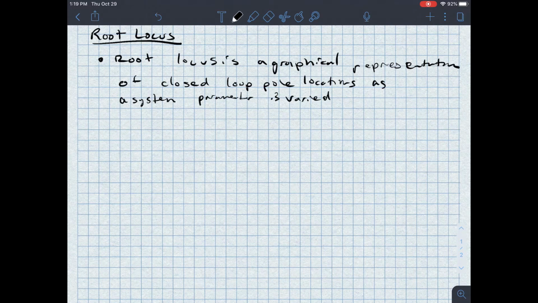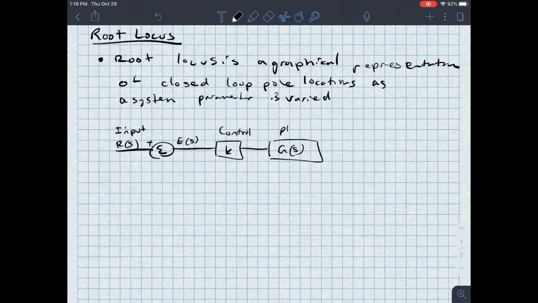So if I draw a relatively standard looking closed loop control system, let's say I've got an input R of S into a summer, I've got an error E of S, some control gain, which I'll say K is what that is, and then a plant G of S, and an output Y of S that feeds back through some measurement H of S, and it's negative feedback.